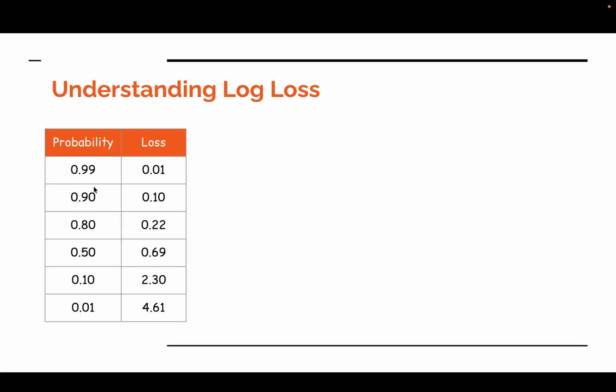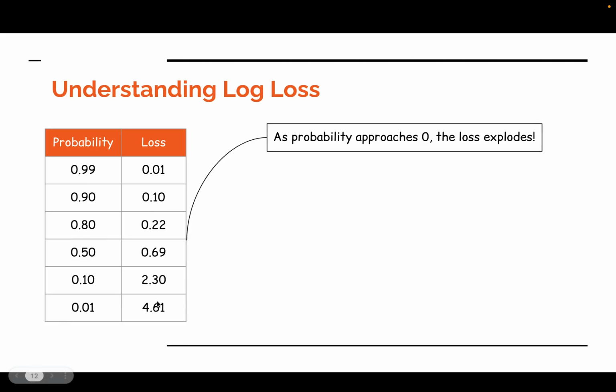So now let's look into this table here. We have this probability score and corresponding loss values. Now as probability approaches 0, the loss explodes. So we can see how the loss jumps from 2.3 to 4.6, and if we continue to decrease the probability, it will explode.